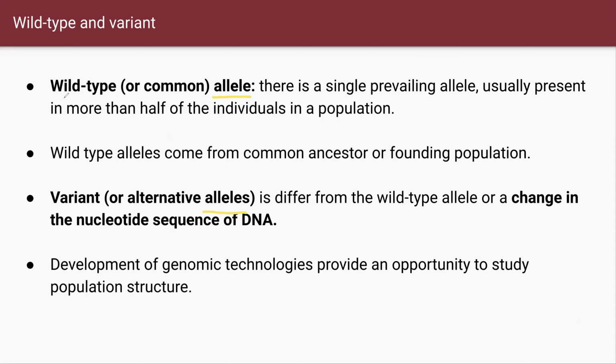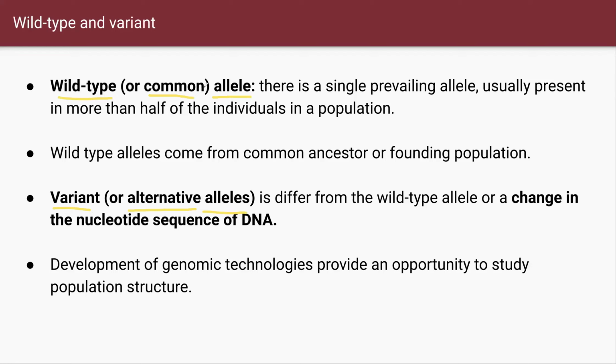Right? So first one is the wild type allele, or we can say the common allele. Or we can say the variant allele or alternative allele, right? So this is very, very important terminology. It's probably more important than dominant allele versus recessive allele. This is the description of modern genetics, and this is the description we use in the genetic data these days, right?